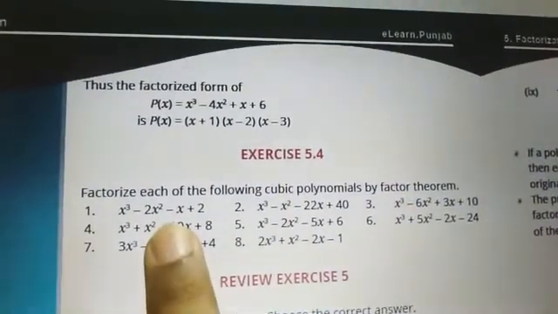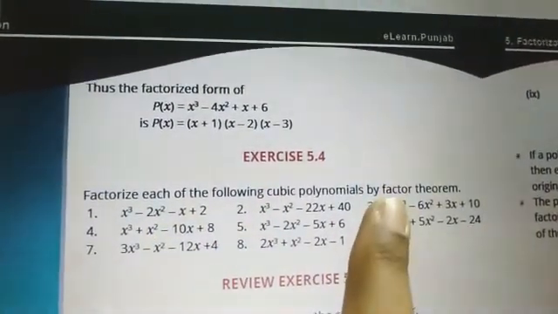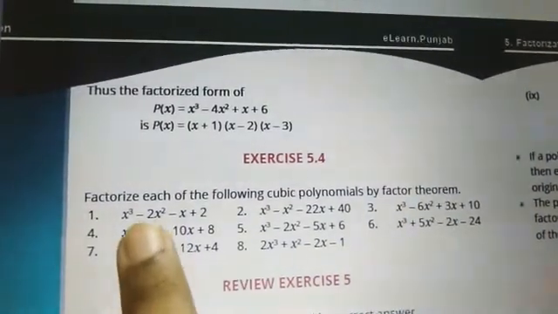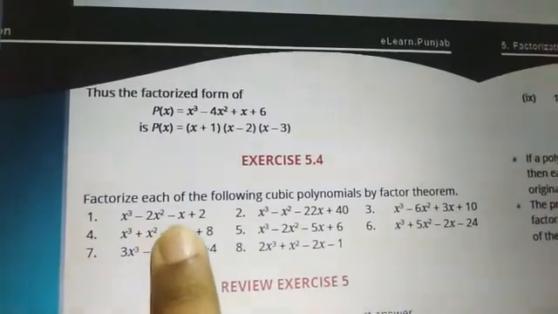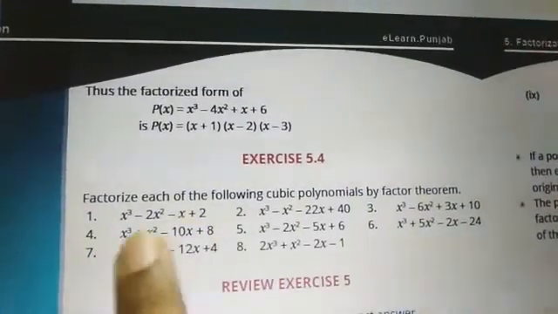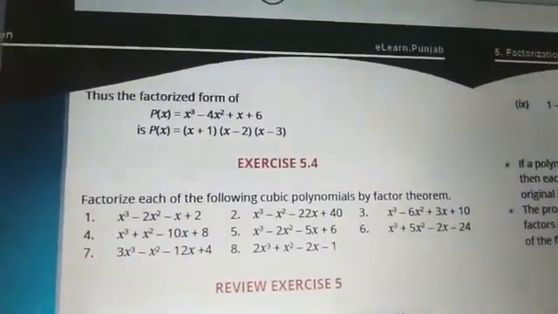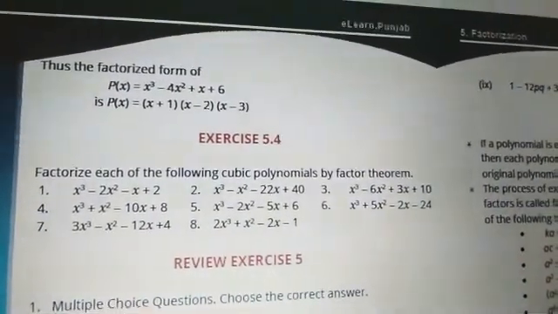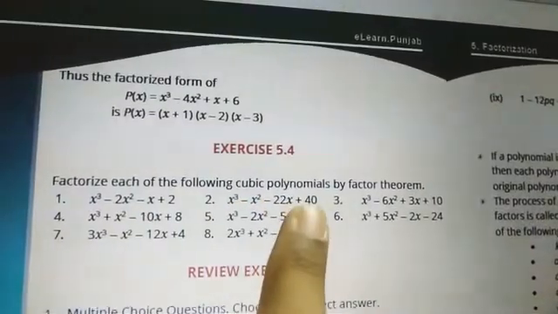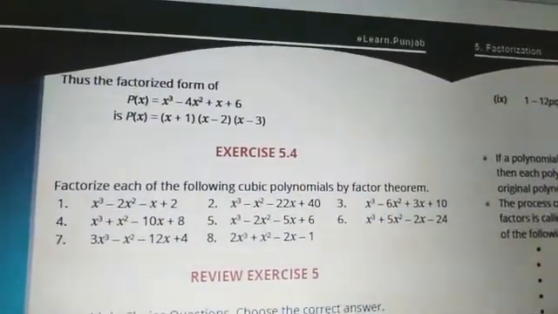As you know, by the factor theorem the remainder should be equal to 0. So we will see the values of the variable for which the polynomial's remainder equals 0. So let's start the solution. I'm going to factorize these polynomials by using the factor theorem.